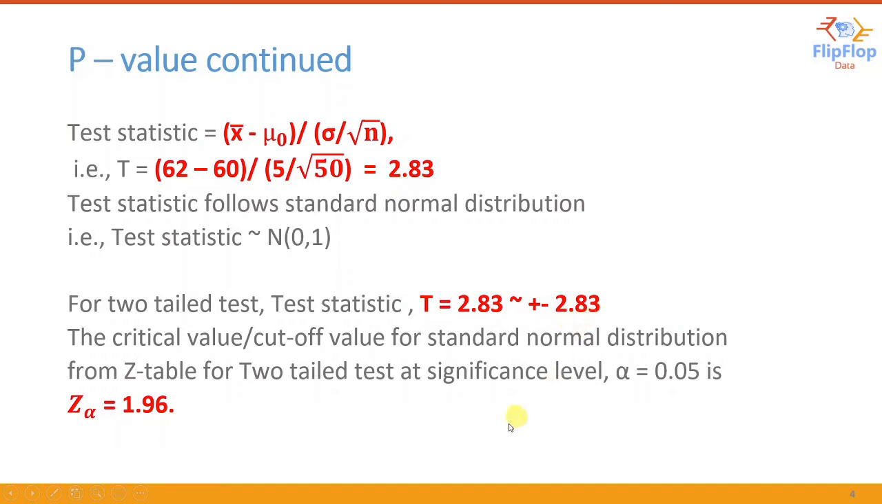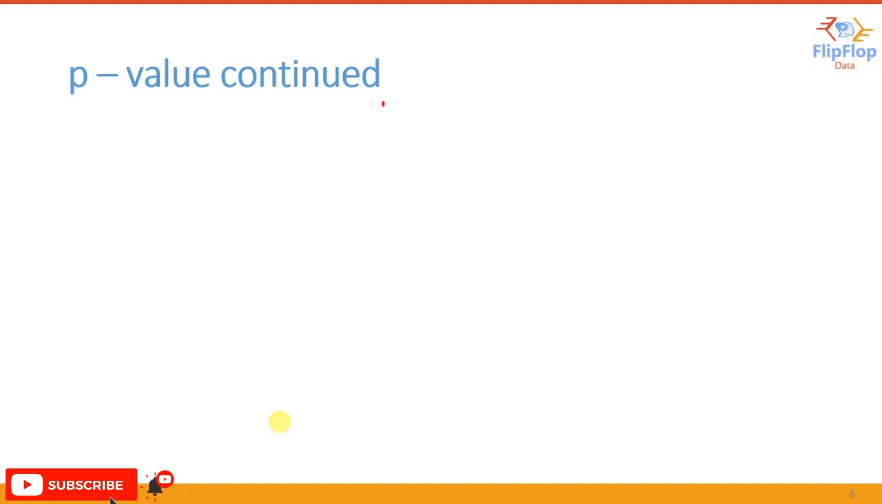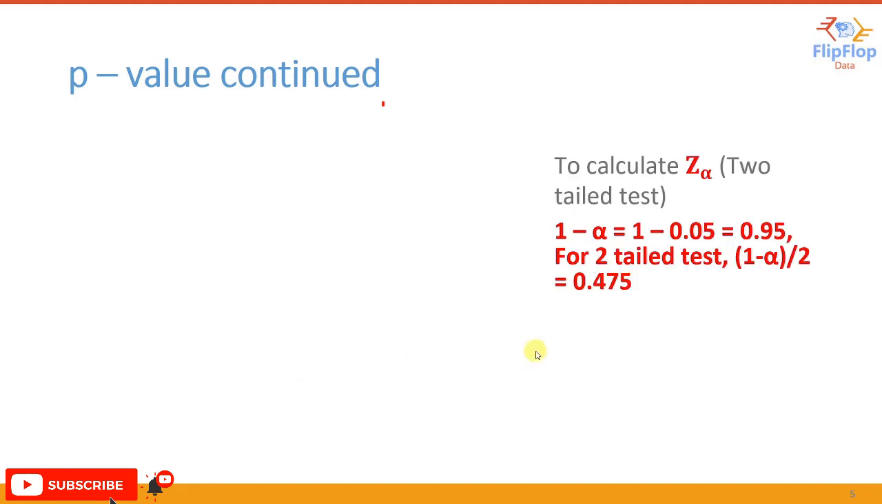And the critical value or the cutoff value for the standard normal distribution from the Z table for a two-tailed test at significance level alpha, which is equal to 0.05, is given by 1.96. So I will show you how this is computed as 1.96. For this, let us consider Z alpha. Since this is a two-tailed test, first we compute 1 minus alpha, which is 1 minus 0.05. So this gives us 0.95.